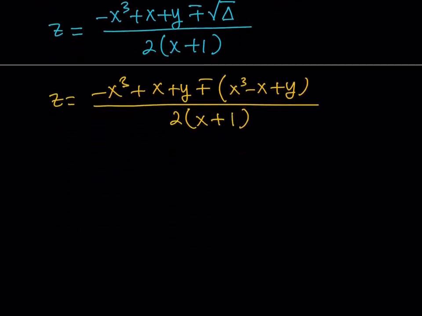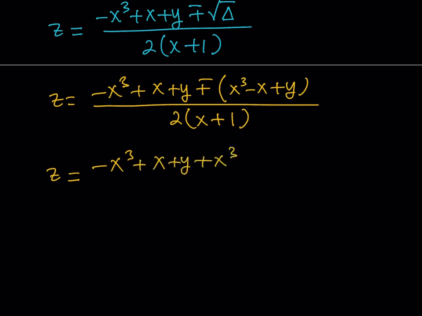Let's go ahead and simplify this. Of course, there's going to be two solutions, so let's go ahead and split them up. So z1 is going to be, I don't have to call it z1, so let's just call it z, it doesn't matter. You want to do the positive first? Okay, fine.